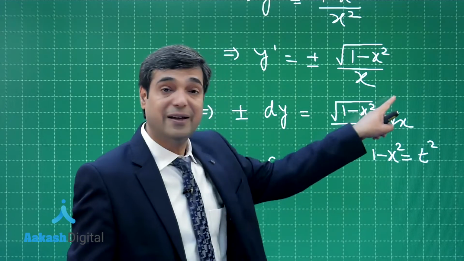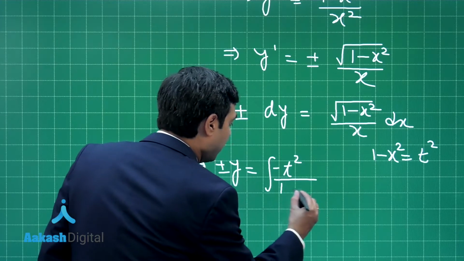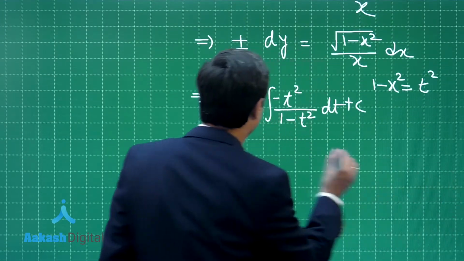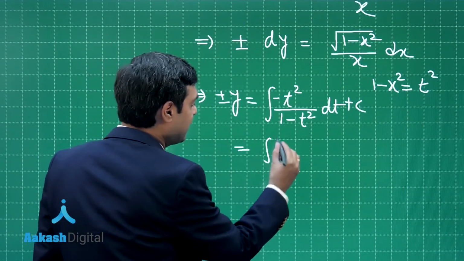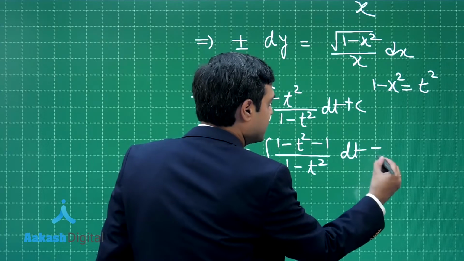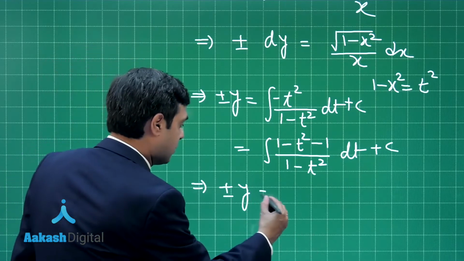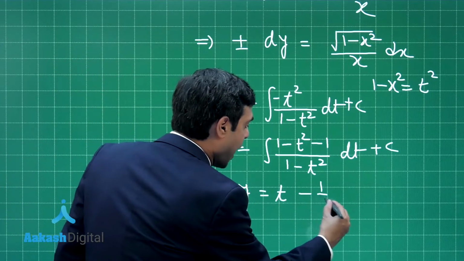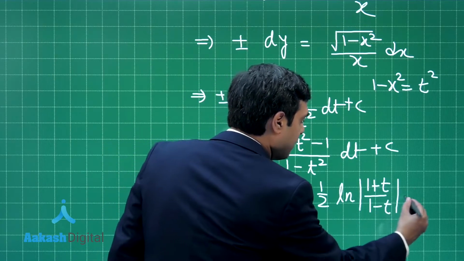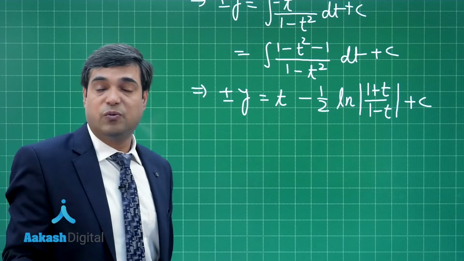So we need to multiply here by x and divide by the same. It becomes t square with a negative sign upon (1 minus t square) dt plus a constant of integration. Now moving ahead, we can write it as the integral of (1 minus t square minus 1) upon (1 minus t square) dt plus a constant of integration. So integrating, we get plus minus y equals t minus half log of (1 plus t) upon (1 minus t) plus a constant of integration.